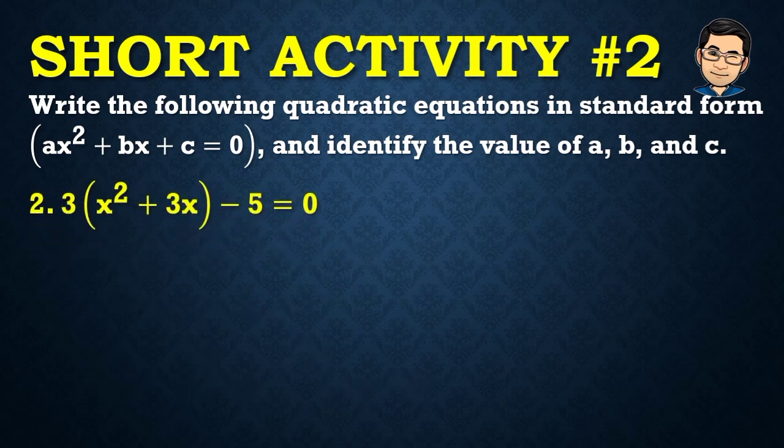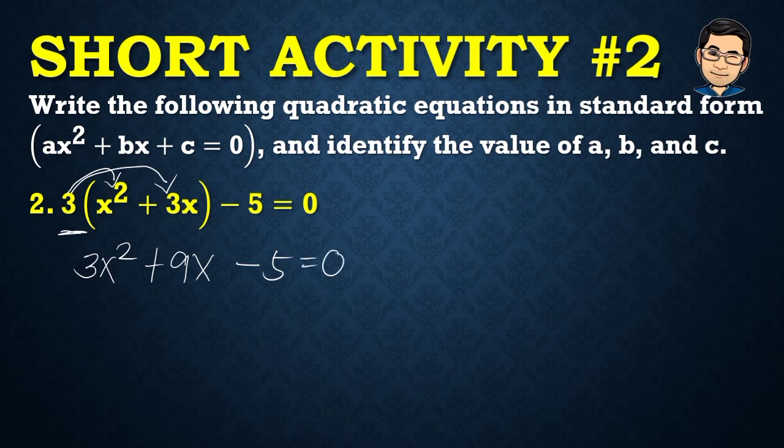Next, 3 times the quantity of x squared plus 3x minus 5 is equal to 0. Dito naman sa given natin, number 2, kailangan natin ma-distribute yung term or number na nasa labas ng parenthesis dun sa mga terms na nasa loob ng parenthesis. That will become 3 times x squared, 3 times 3x. So 3 times x squared, that is 3x squared. 3 times 3x, that is 9x. And then minus 5 is equal to 0.